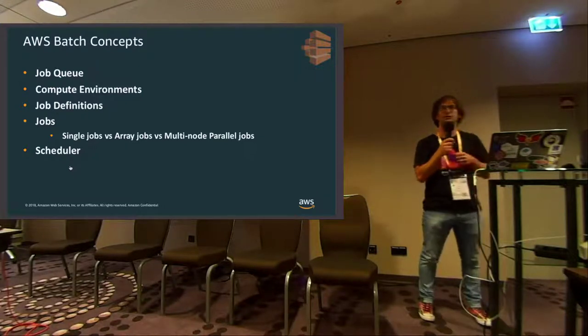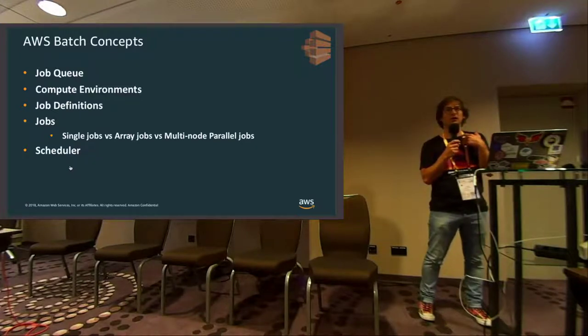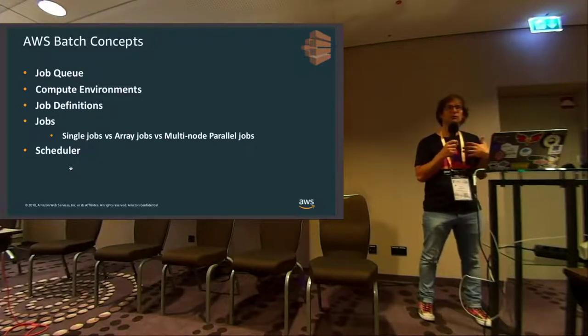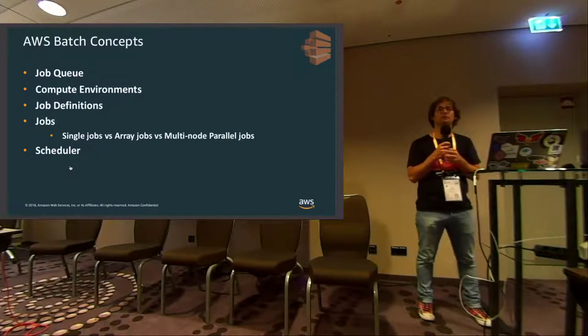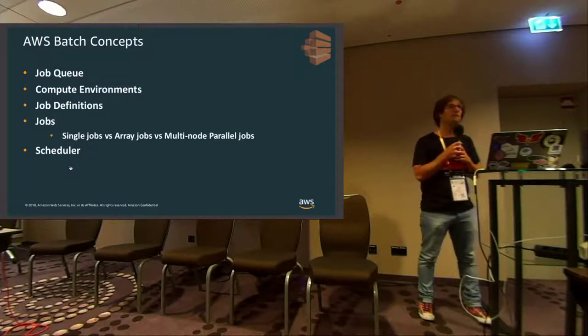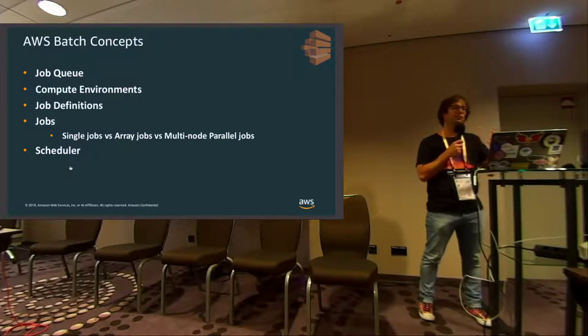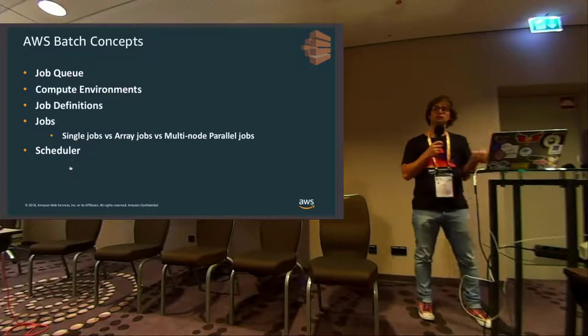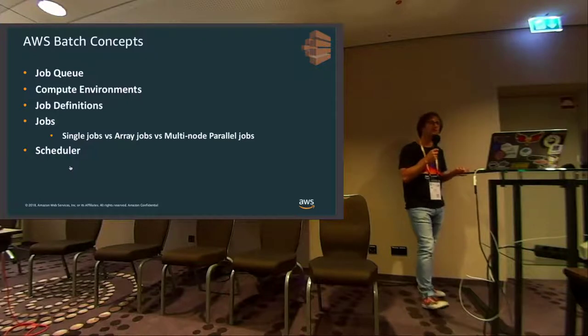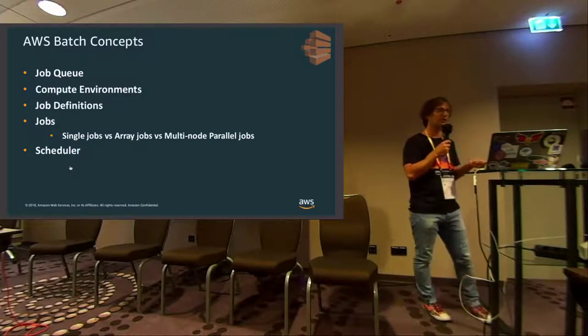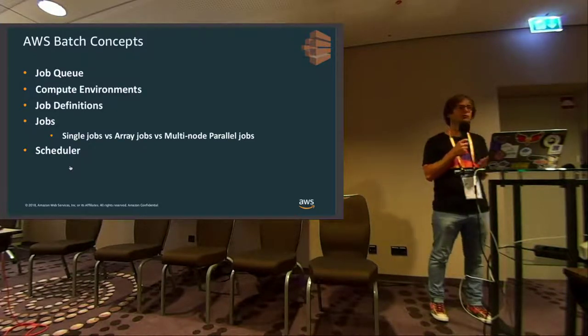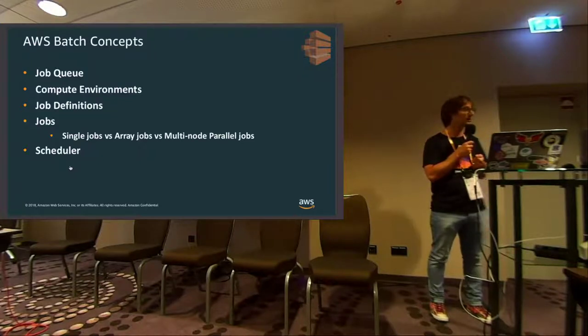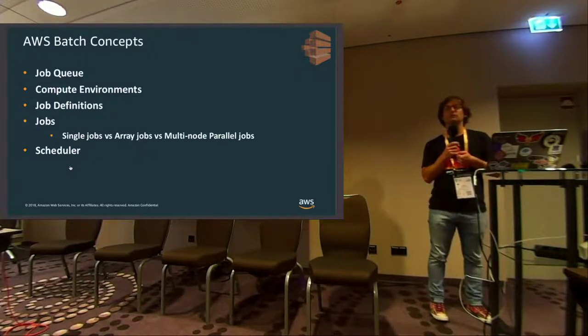Job definitions being nothing more than the association between a container that you build yourself, put in our registry, and some parameters that you can pass to the container when you run it. And using those job definitions, you will then instantiate jobs that are going to be pushed to one of the queues that you've defined. The scheduler that is behind is pretty simple today.